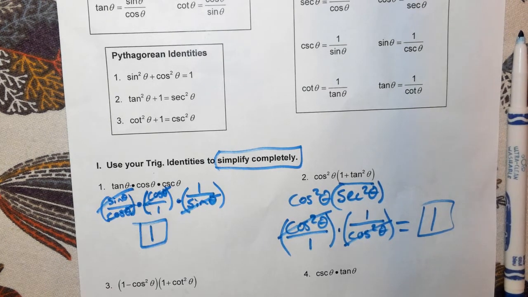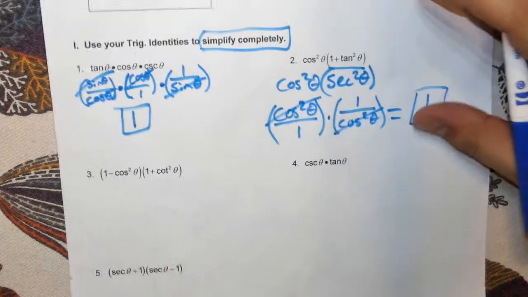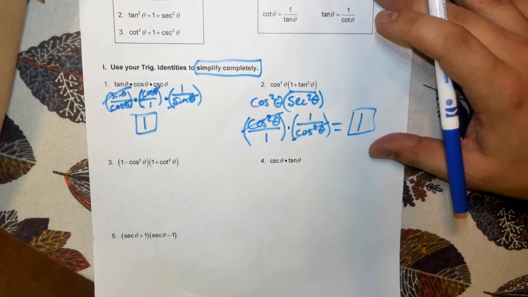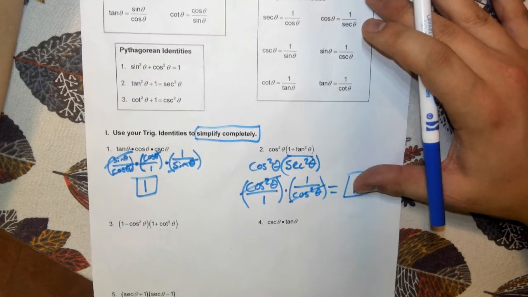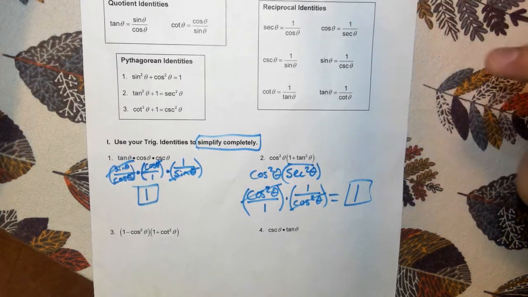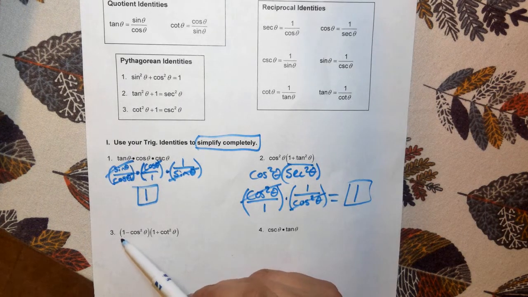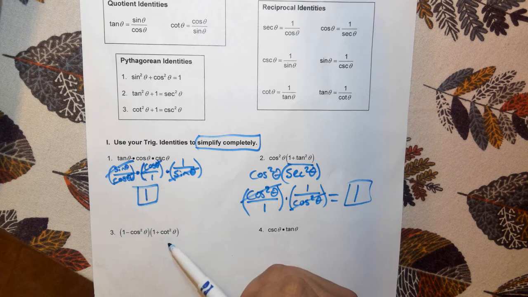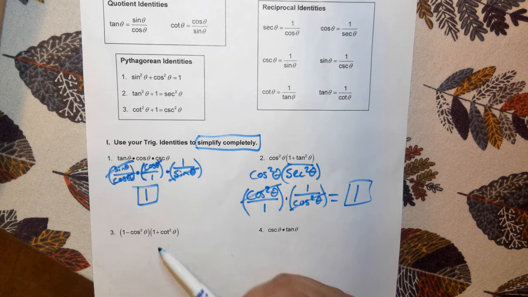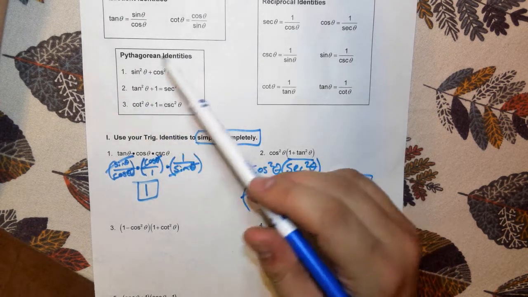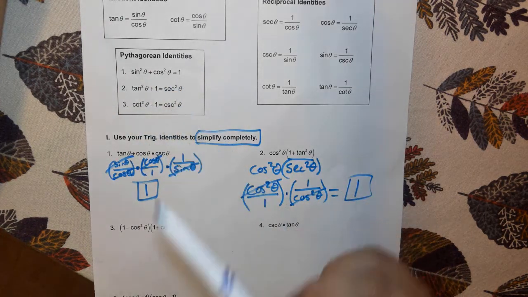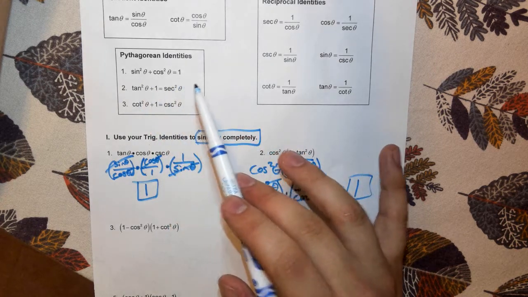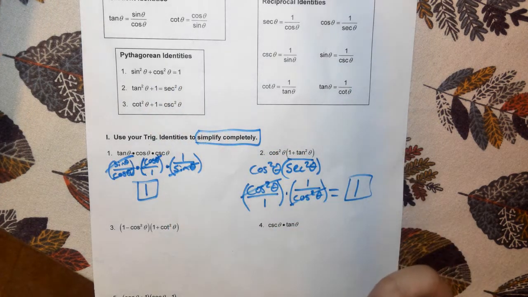All right, let's keep going with these things. Let's take a look at these guys down here. Again, I'm going to zoom out so we can still see my identities as we're going. Okay, here's this one: 1 minus cosine squared theta and a 1 plus cotangent squared theta. So here, again, we got squareds, so I want to be looking towards my Pythagorean identities first.